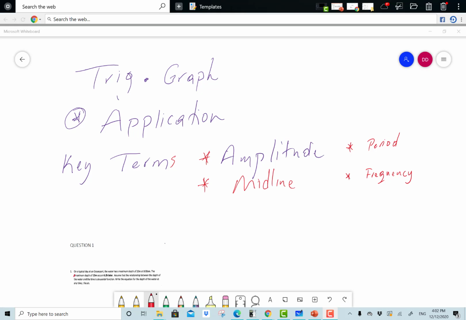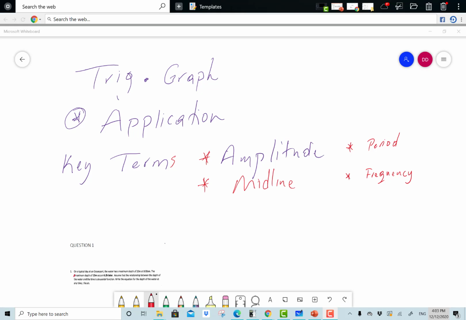Today we're going to be looking at two examples of trig graph applications. And trig graph applications are going to be something that is very useful, especially if you're doing pre-calculus or Math 3 or Algebra 2. So let's jump into these problems.